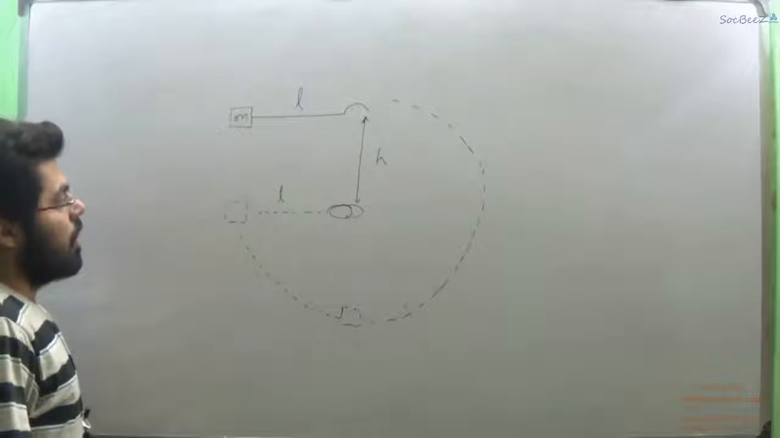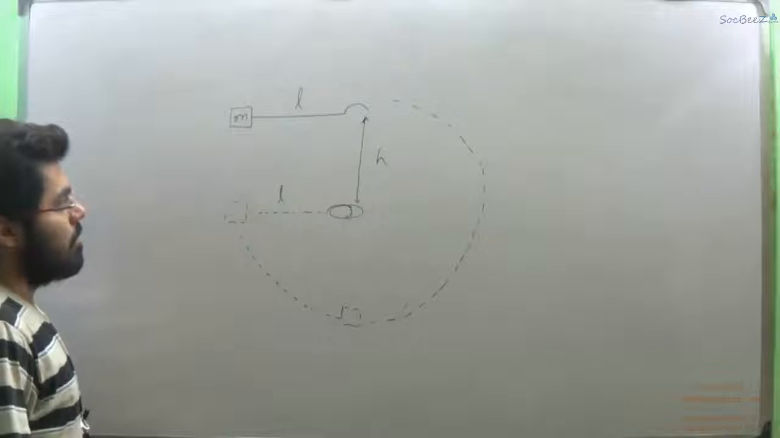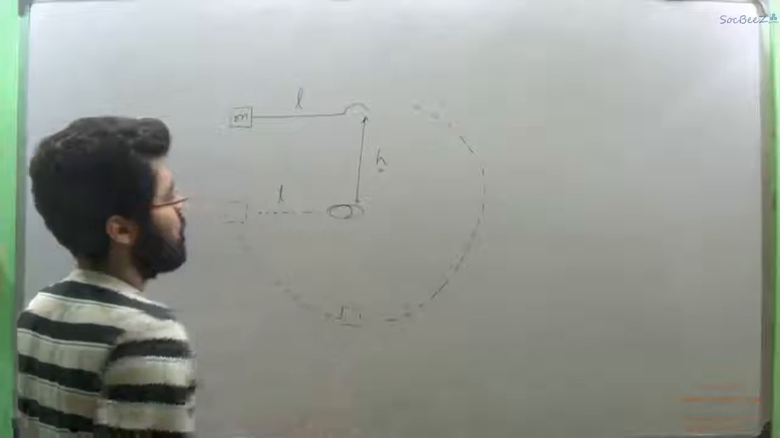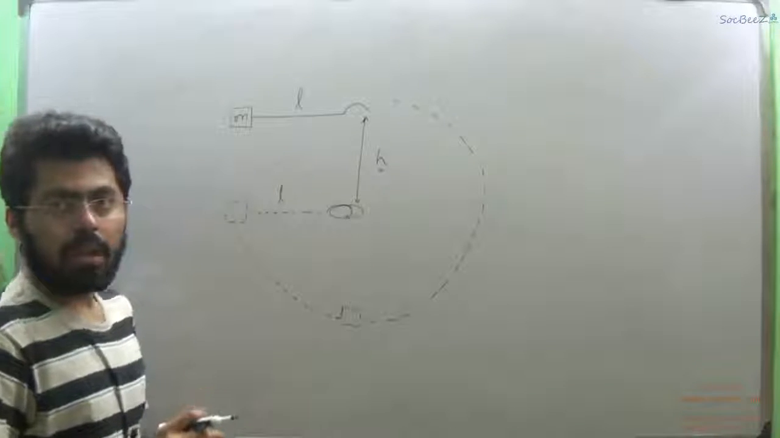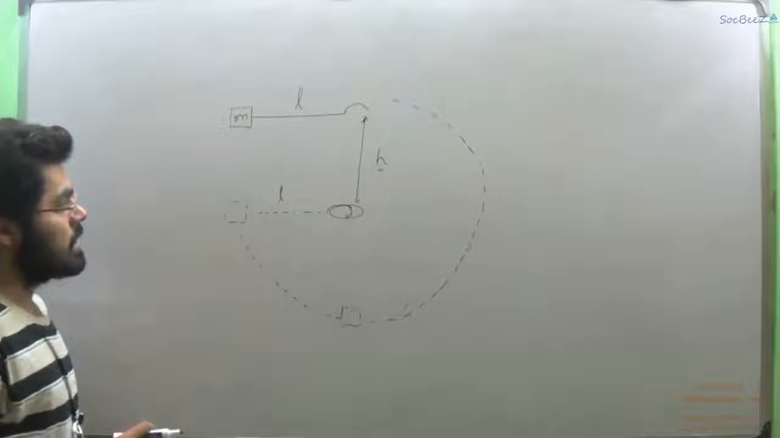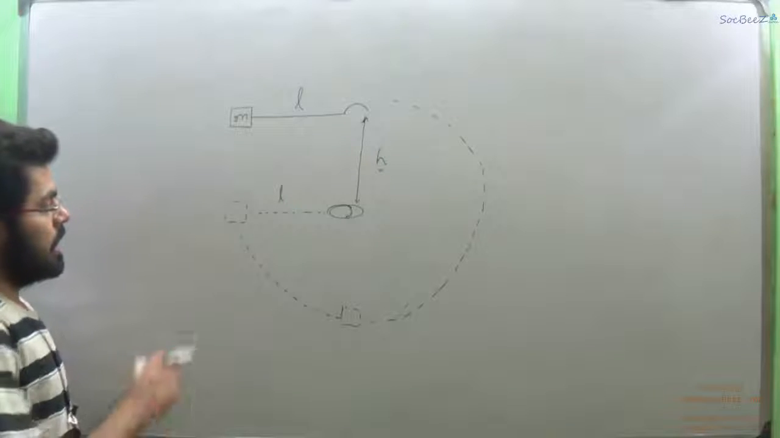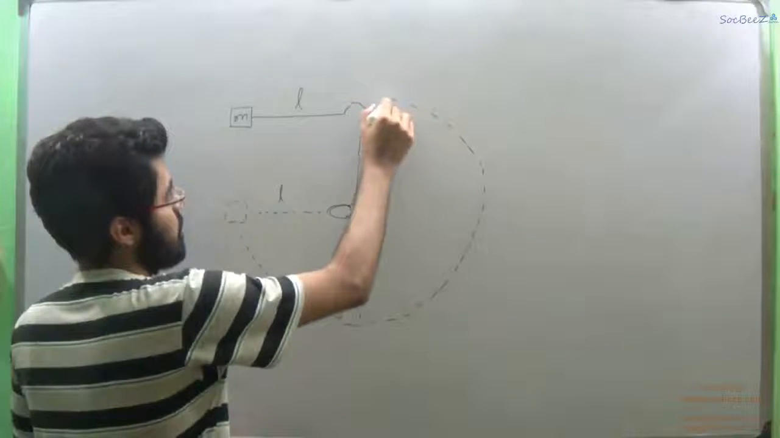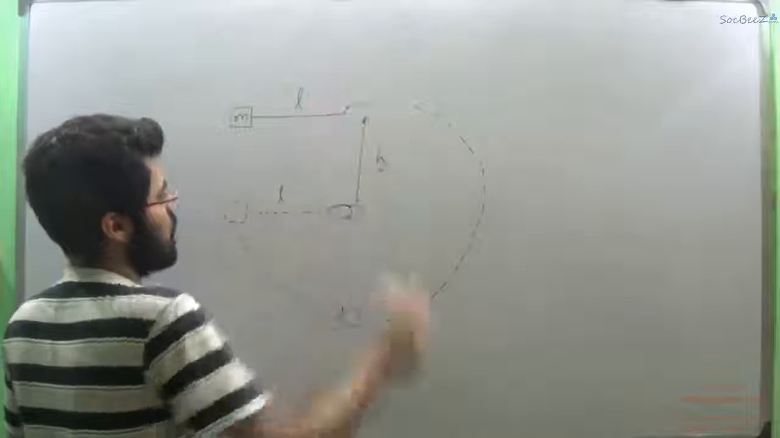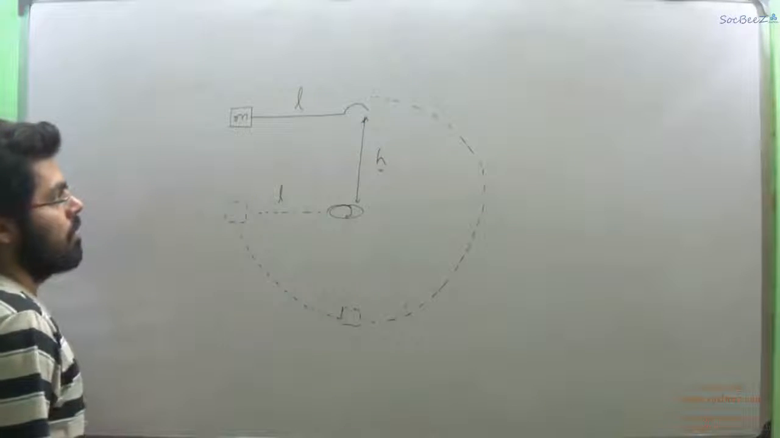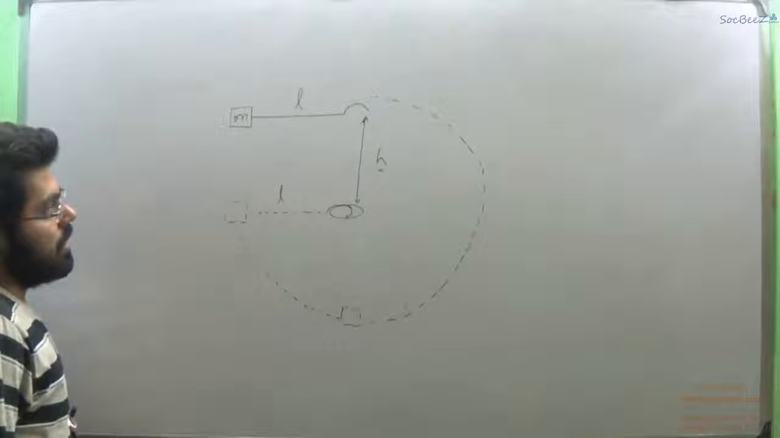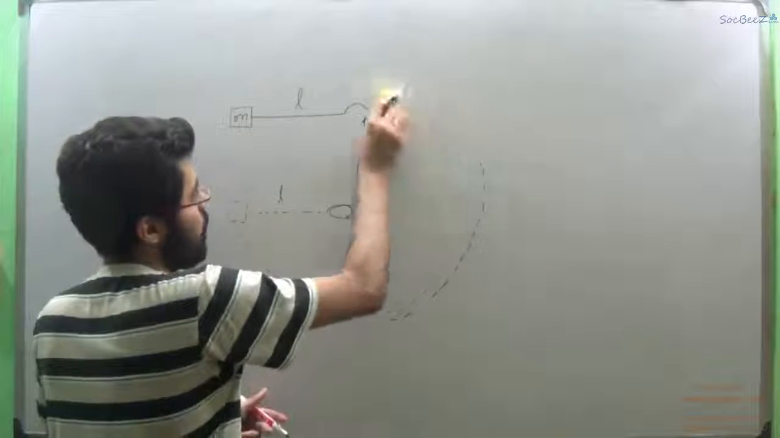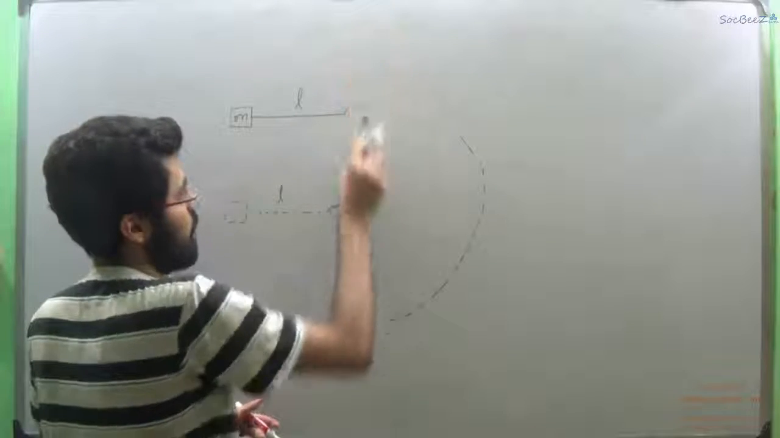Now, we are asked to calculate the value of height h, the minimum value of height h, such that this block completes the circle and goes to the top. Now we don't know the exact value of it. I'm actually not sure whether it will reach this point or this point.